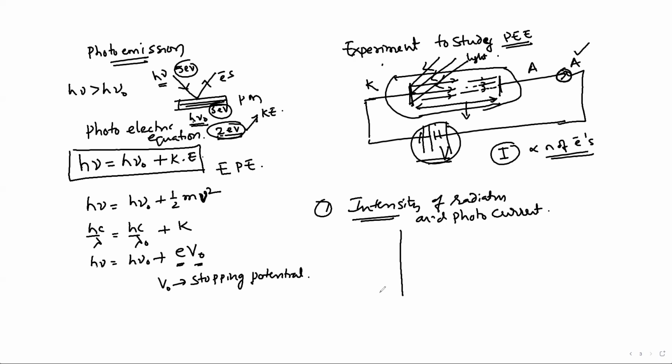The intensity of radiation is taken on the x-axis and the photocurrent is taken on the y-axis. With the intensity of radiation increasing, the current also increases. But it reaches saturation. Why does it reach saturation? This metal can emit only some number of electrons. With increasing intensity, the number of electrons emitted will increase. But once the number of electrons emitted from the metal reaches saturation, the current also reaches saturation. This is one result.